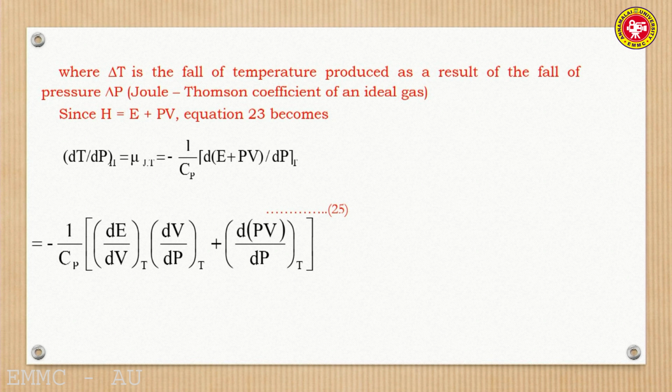Joule-Thomson coefficient of an ideal gas. Since H = E + PV, equation 23 becomes (dT/dP) at constant enthalpy, which is equal to μJT, and may be written as −1/Cp ∂(E + PV)/∂P at constant temperature. Modifying, it may be written as −1/Cp [(∂E/∂V) at constant temperature (∂V/∂P) at constant temperature + ∂(PV)/∂P at constant temperature].